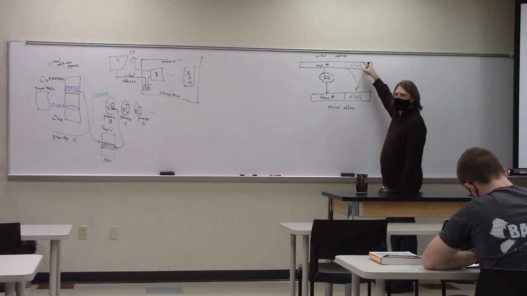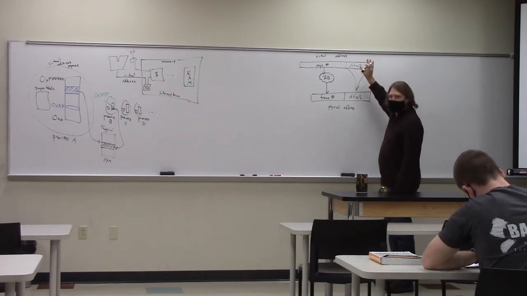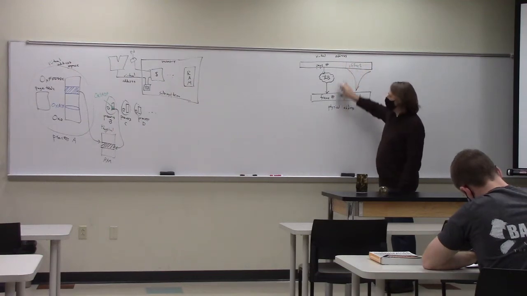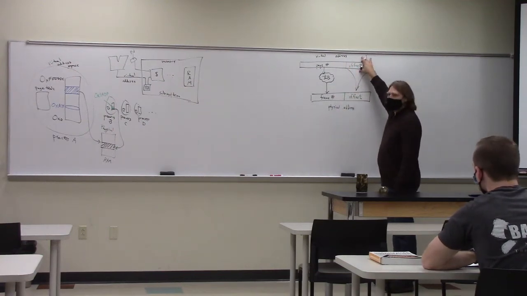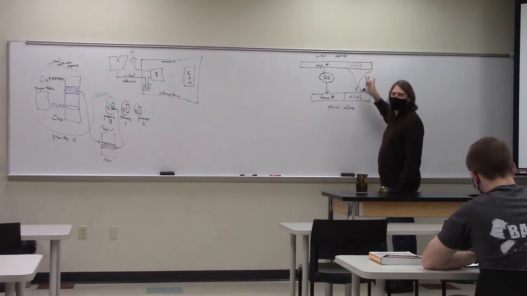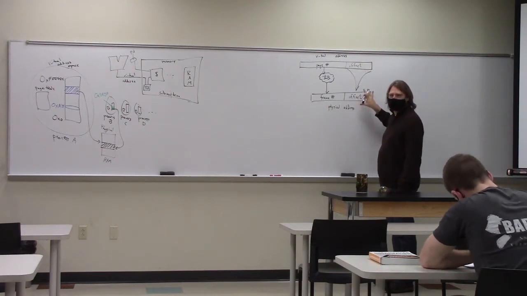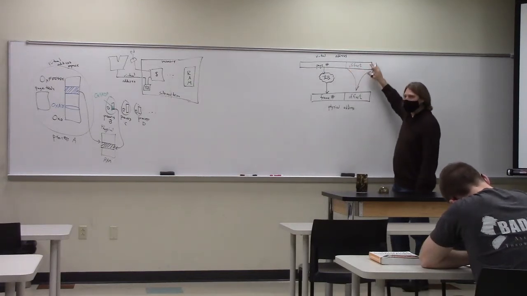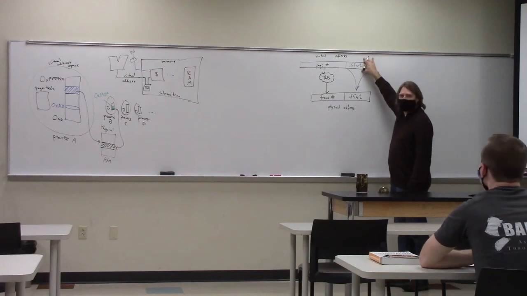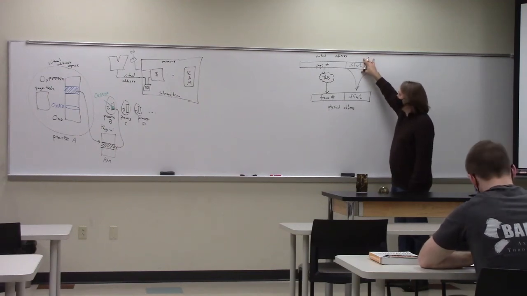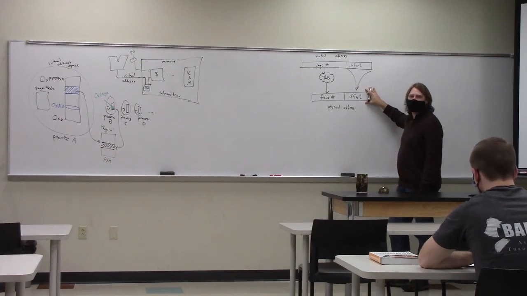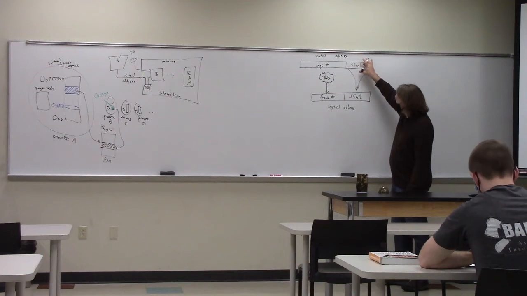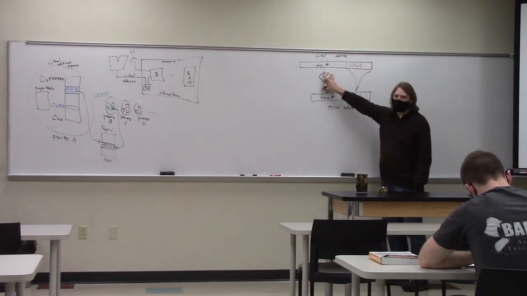So notice this characteristic here. Because we've intentionally designed our pages to be the same size as our frames, our offset into a page is our offset into a frame. That's an intentional design choice. But we can build our system to do exactly this. So we take our offset from our page number and immediately use it as our offset into our physical address right here. So our offset doesn't have to actually go through the TLB.